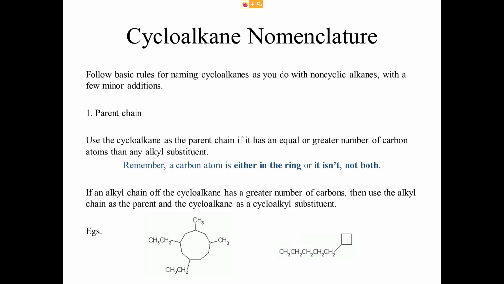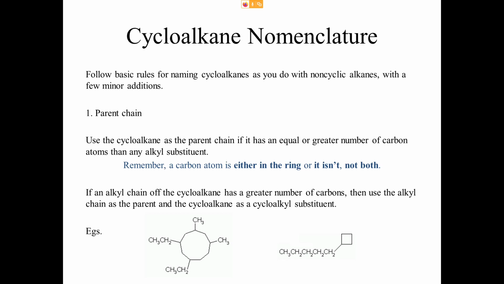Now we have to introduce how to name the rings. Because our problem here is, where's the end, right? It doesn't have an end. It's a ring. Where do I start counting? So my rule here is, when you're trying to find the longest continuous chain, you either choose the ring or you choose something else. A carbon is either in the ring or it's not. It's never both. So if you pick a carbon, it is either a member of the ring or it is not. You can't be in both clubs. So in the cases below, we want to choose the longest continuous chain that is either the ring or something that is not in the ring.